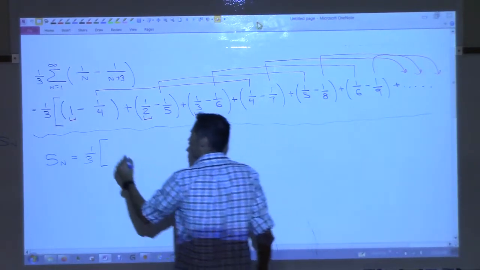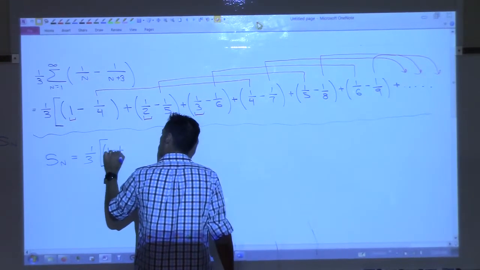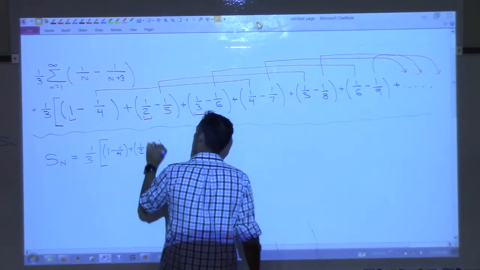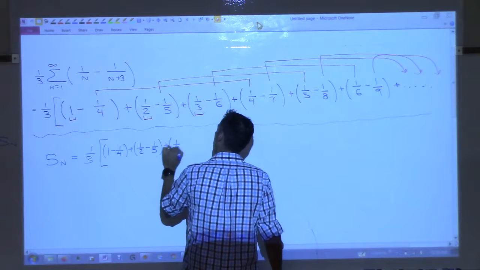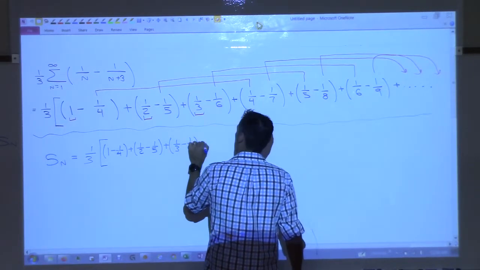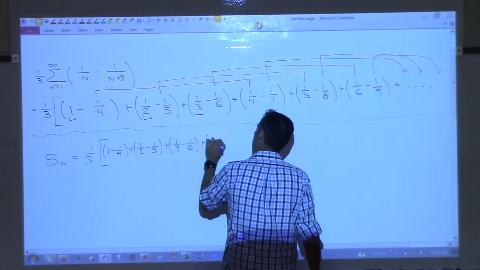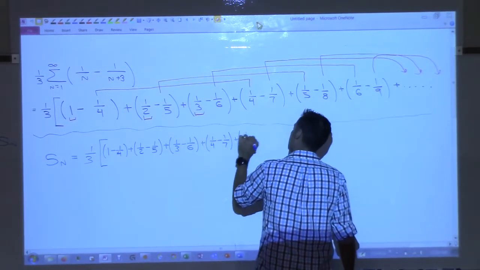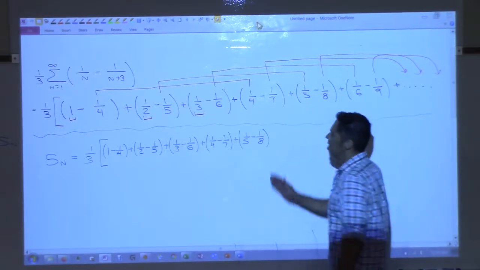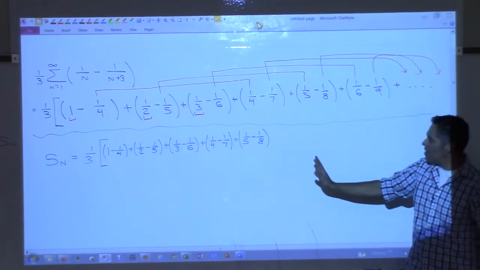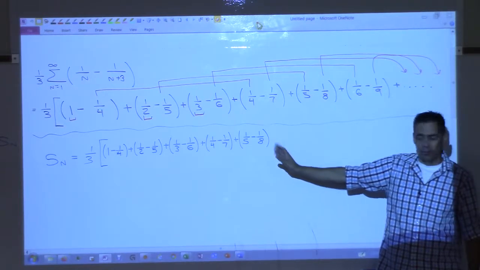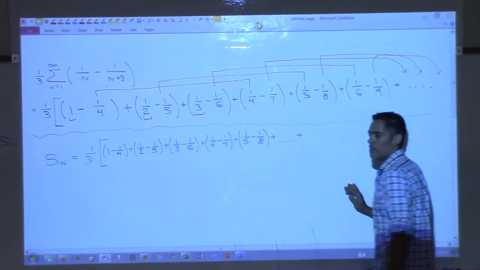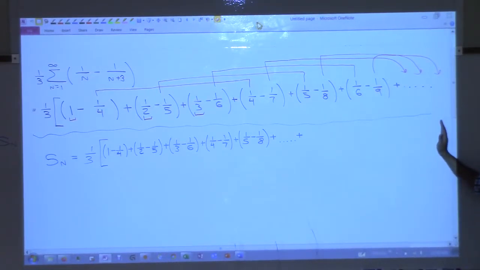So this is where you need a lot of space. This is 1 minus a fourth plus a half minus a fifth plus a third minus a sixth plus, I'm going to go one more, 1/4 minus a seventh, maybe one more, 1/5 minus an eighth. That's the first few, enough for me to establish the pattern. Plus, dot, dot, dot.